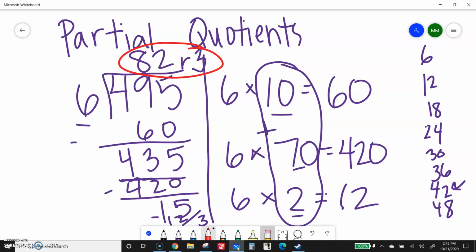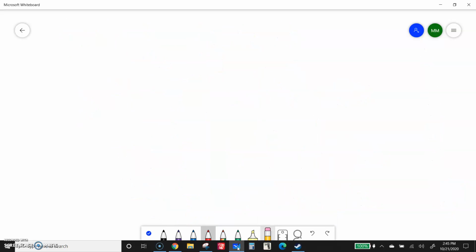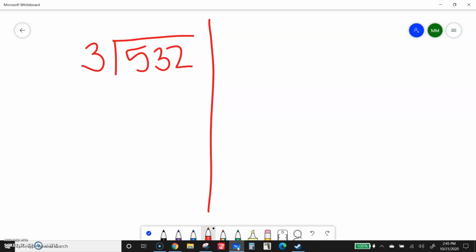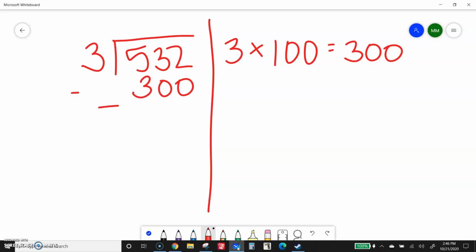Okay, let me do another example with partial quotients. We're still just doing 3-digit divided by 1-digit. So divided by 3. And say, okay, 532. Well, I know that 3 times 100 is 300. So I'm going to start with that. If possible, start with like 10 or 100 or 1,000. So now I'm going to subtract that over here. That's 2, 3, and 2. So I can't fit in another 100.